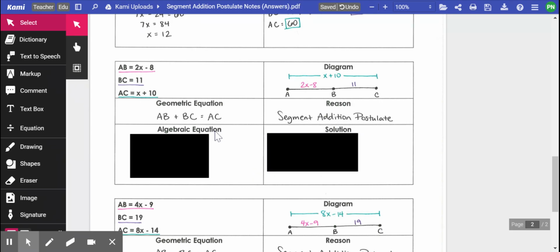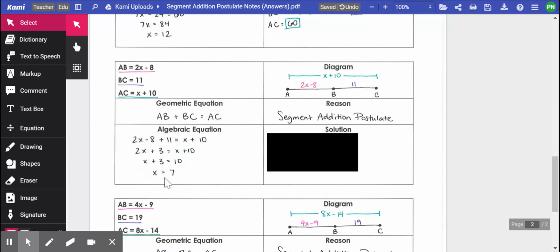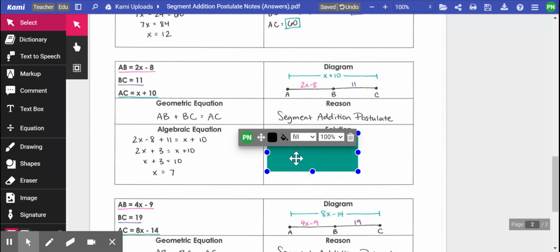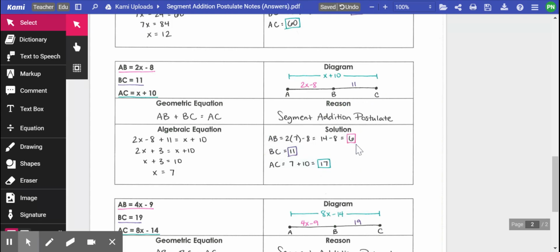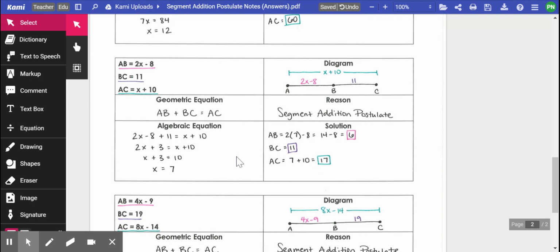Now for my algebraic equation, again, we're just going to replace all of these segments with their values. And in the end, when you solve for x, you should be getting 7. So now we want to plug in, and we want to solve for AB and AC. The only one we know of is BC. So when you plug them back in, you should be getting 6 and 11. And to double check, they do add up to 17. And you're good to go.